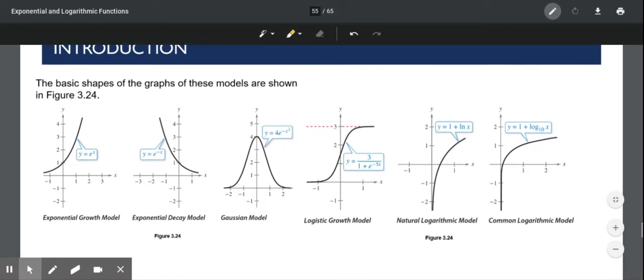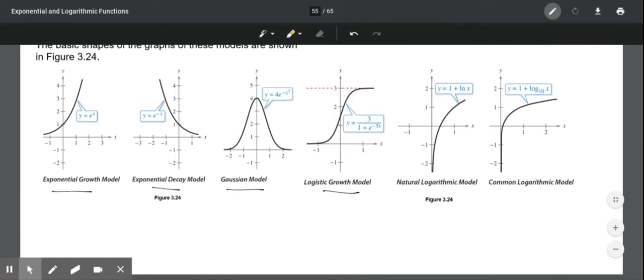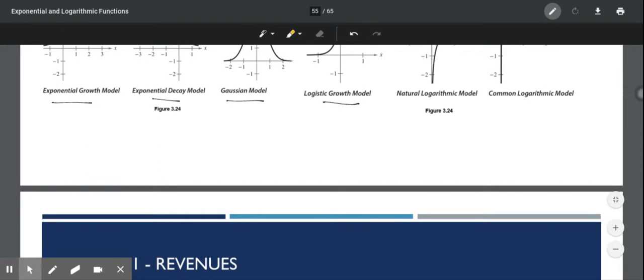These are graphs of what the different models look like. So you have your exponential growth and decay. We've talked about those. The Gaussian model, that's kind of your bell curve that you hear about a lot. The logistic growth tends to be a population model where it grows really quickly at the beginning and then it levels off. And then we just have our log and our natural log models. Those are your log and your natural log graphs.